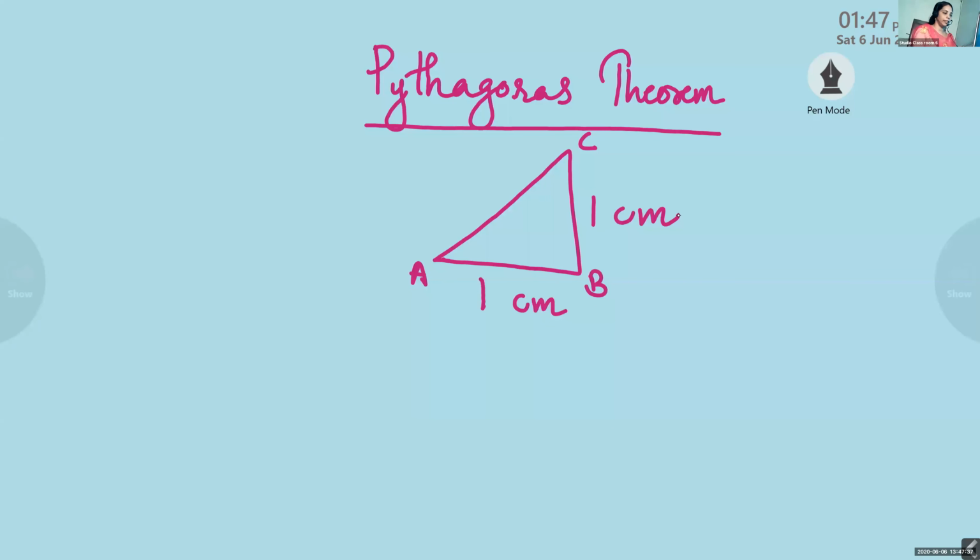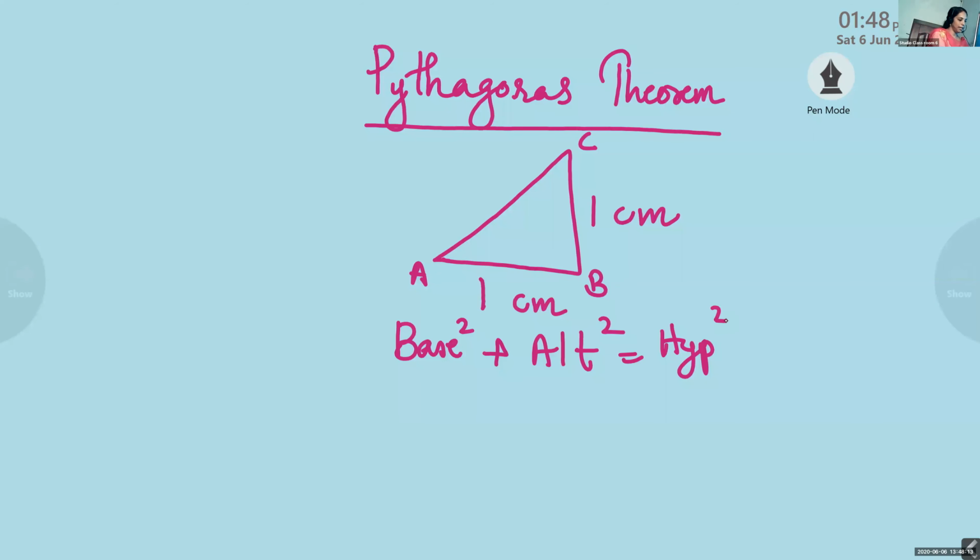Very good. Very good. Okay. So, John Samuel told the answer. Base square plus altitude square equal to hypotenuse square. This is our Pythagoras theorem. Can you apply this Pythagoras theorem in this? Here I have given that right angle triangle. Can you apply these sides to this Pythagoras theorem?